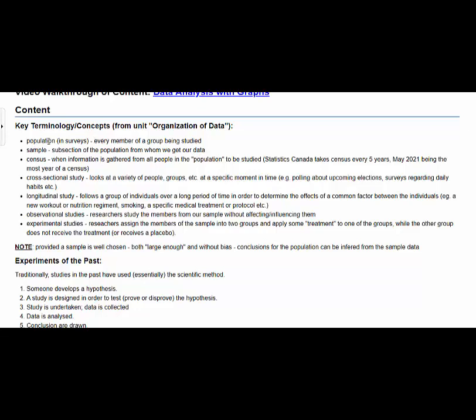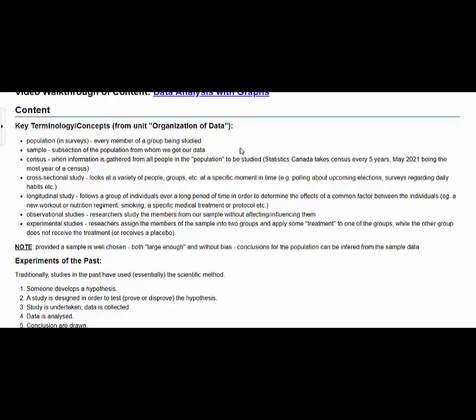Population, just the word population in the context of statistics means everybody in the group that we're looking at. So the population of our class would be everybody who's a student in the class. The population of your school would be everybody in your school. The population of the province, of course, would be everybody in the province, and so on. It doesn't necessarily mean any one population. We're talking about the population in which we're interested.